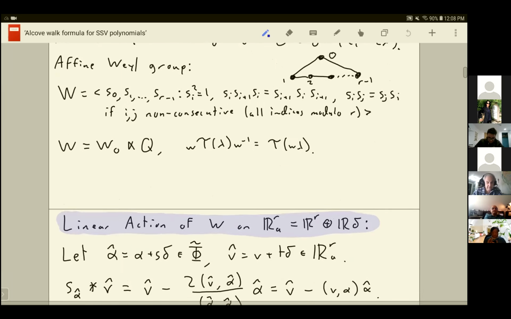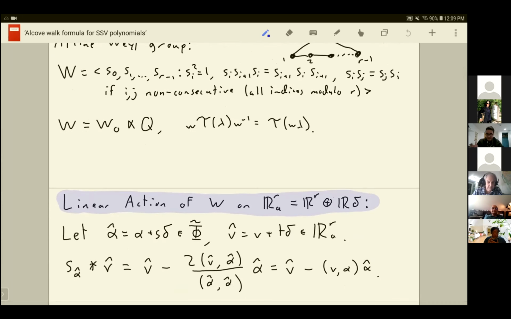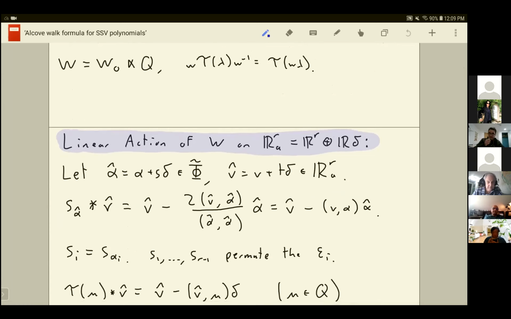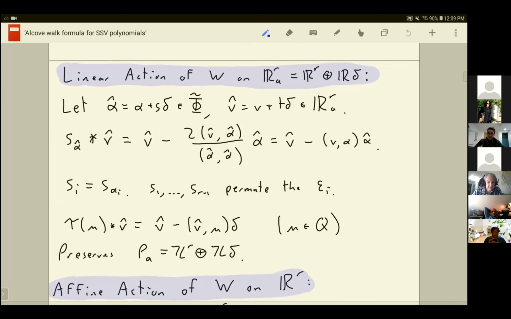Okay, so we have the usual actions of this Weyl group. We have the linear action on the extended space, which is given as in Kac or everywhere else. And the point is that the s_i, s_1 up to s_{r-1}, are just going to act as permutations on the Euclidean space. And the translations are going to add or subtract some multiple of delta. And this is going to preserve the affine weight lattice. So it's going to preserve all the integer points.